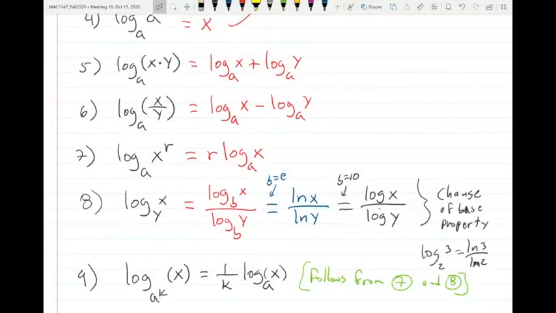Questions? So you should be more or less familiar with these properties because you saw them back in college algebra, okay?